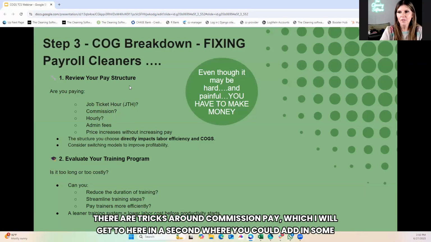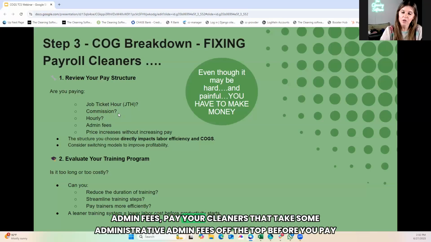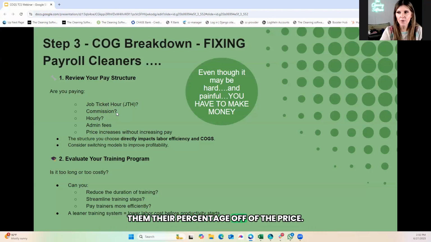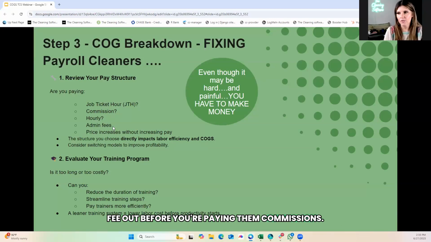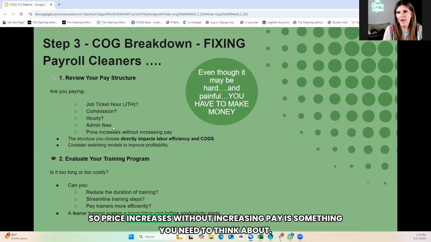There are tricks around commission pay, which I will get to in a second, where you could add in some admin fees, so you take some administrative fees off the top before you pay your cleaners their percentage off of the price, and then a lot of different other tricks. We already talked about hourly, and then I talked about doing the admin fees with commissions so you can get that admin fee out before you're paying them commissions. So, price increases without increasing pay is something you need to think about.